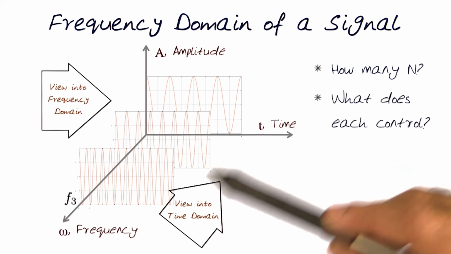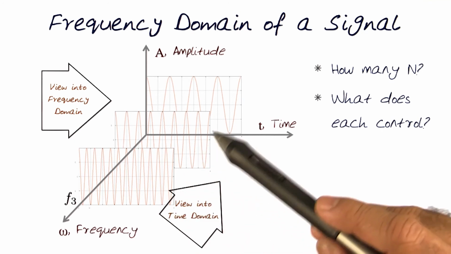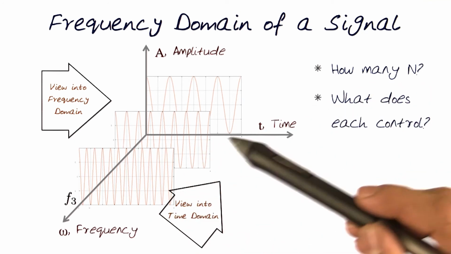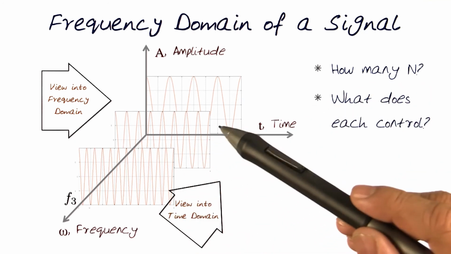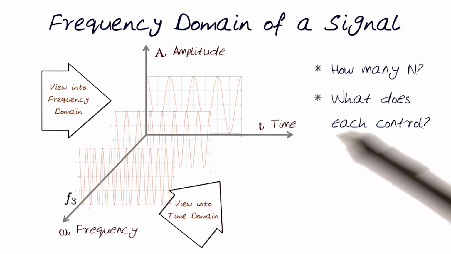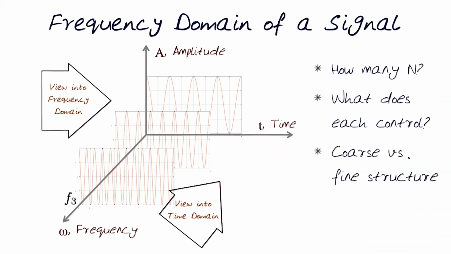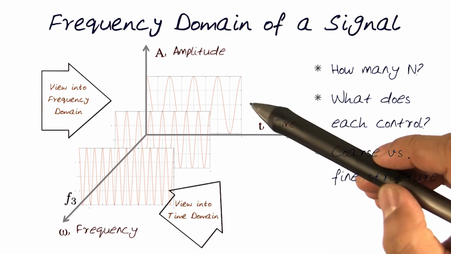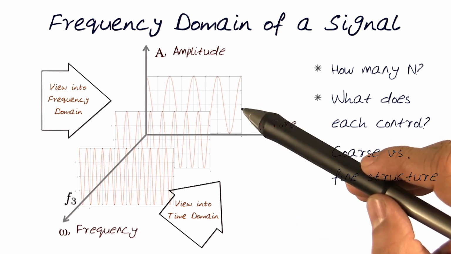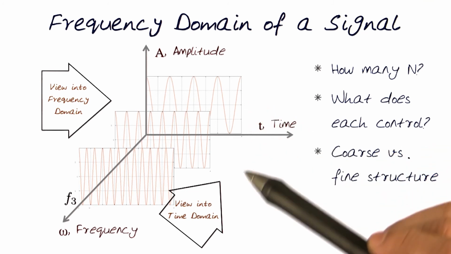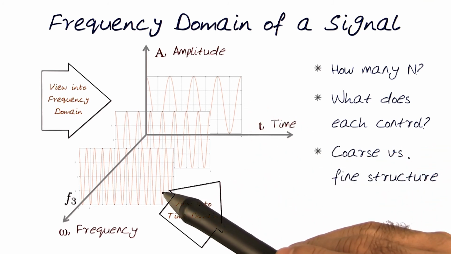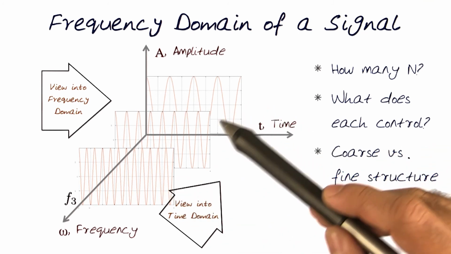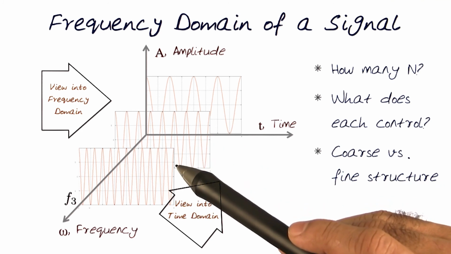Another part of it is, in the frequency domain, as we go down this axis, what each and every one of the signals contributes to the overall signal and how we can control it. And finally, the most important reason why we want to do this kind of analysis in the frequency domain is, for example, here, if I'm looking at F1, I'm only looking at a very coarse signal. When I'm looking at F3, I'm looking at a comparatively finer signal than F1.